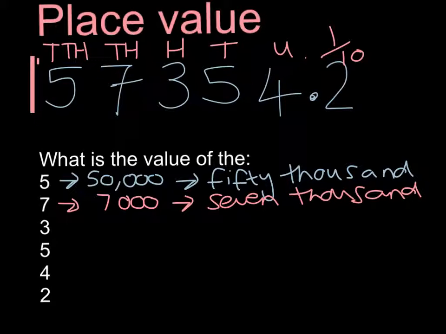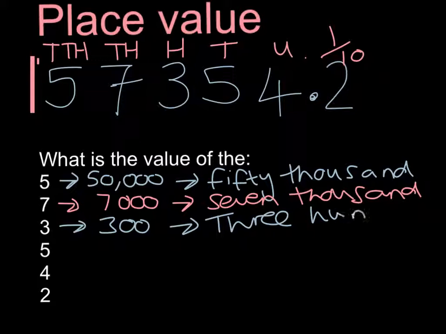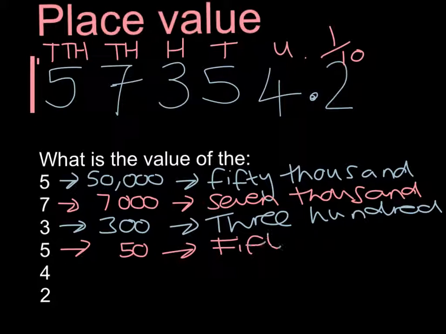Moving on, if the question said what's the value of the 3, the 3 would just be 300. And in words, 300. And then on to the value of the 5. The 5 is worth 50. And again, you could write it. The value of the 4 is going to be worth just 4. So it would be 4.